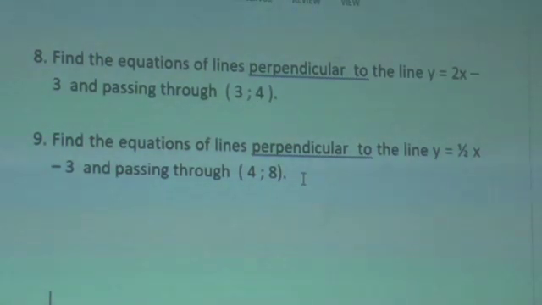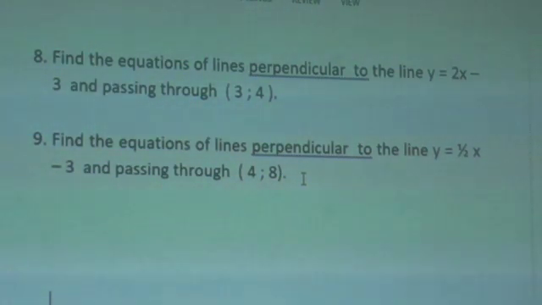Alright, let's look at number 8 and 9. Number 8, find the equation of a line perpendicular to the line y is equal to 2x minus 3 and passing through (3, 4). Number 9, find the equation of a line perpendicular to the line y is equal to half x minus 3 and passing through (4, 8).